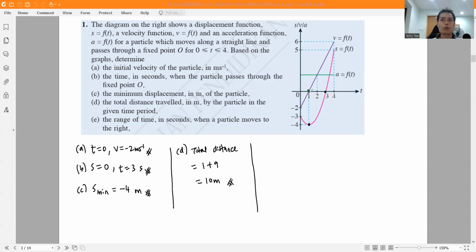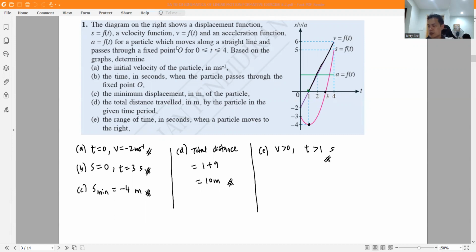Now, when t equals 1, the velocity is 0. When t is less than 1, velocity is negative, that means moving to the left. When t is more than 1, the velocity is positive. Can you see this segment here? The particle is moving to the right, it is positive. So for the range of values of t, we write that for v more than 0, t must be greater than 1 second. You see this range here, more than 1 second.